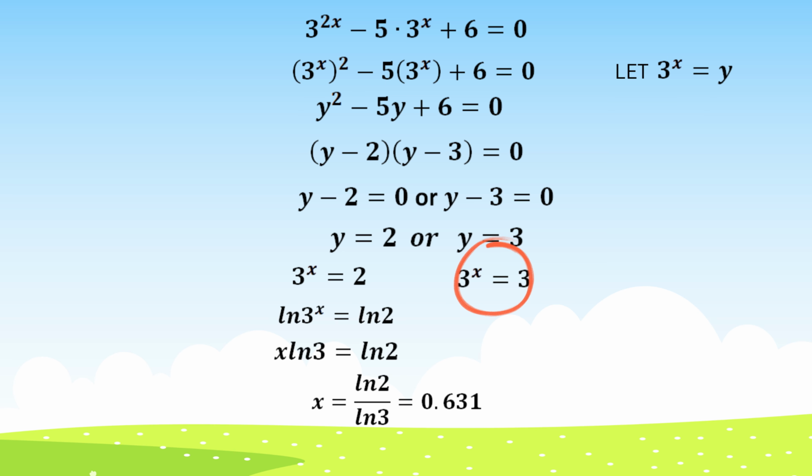For the equation 3 to the power of x equals 3, we can also solve by taking the natural logarithm of both sides. However, notice that both sides have the same base 3, so we can just equate the exponents. The value 3 is the same as 3 to the power of 1, therefore x equals 1. So our final two solutions are x equals 1 and x equals 0.631.